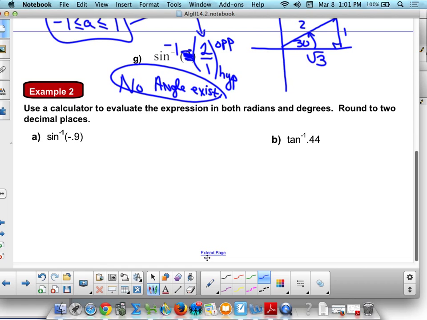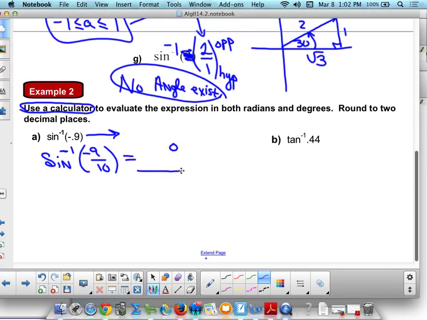All right, here comes the fun part. Now go ahead and use your calculator to evaluate the expression in both radians and degrees, rounding to 2 decimal places. Really what you're plugging in right here is a ratio. When you plug in 0.9, you're plugging in 9 over 10. When will the opposite side be 9 and the hypotenuse be 10? At what angle?